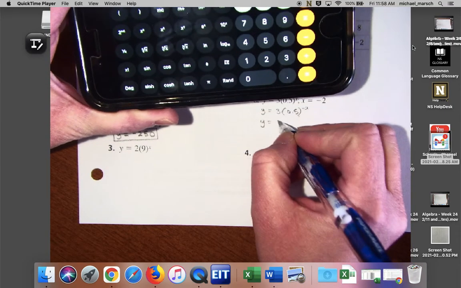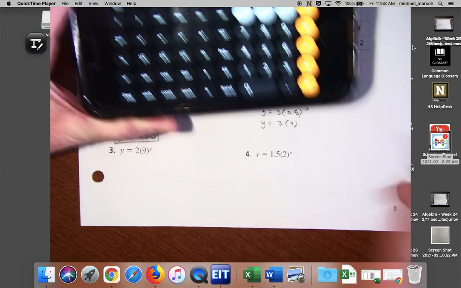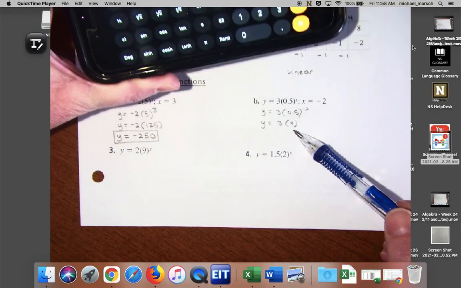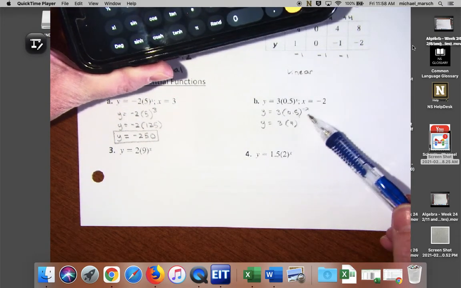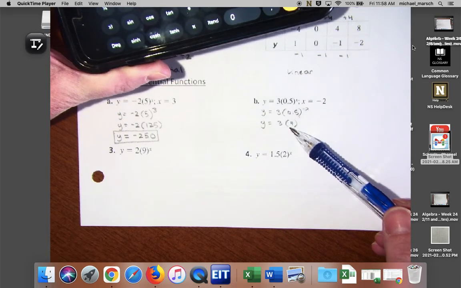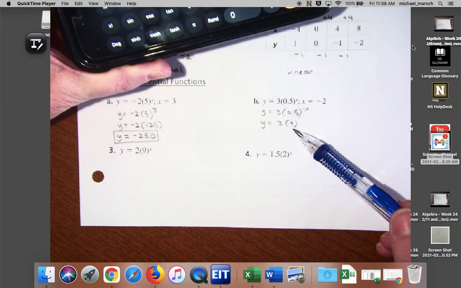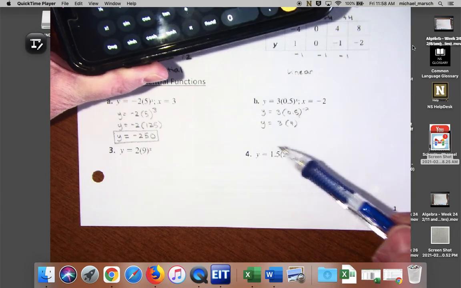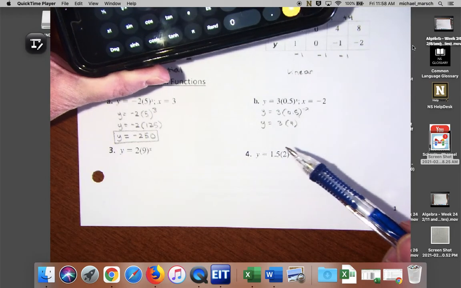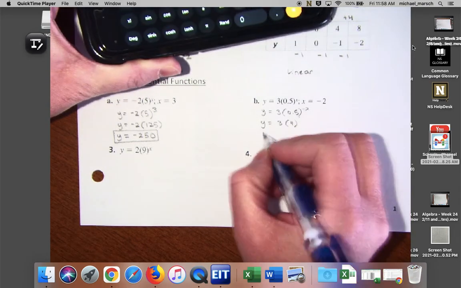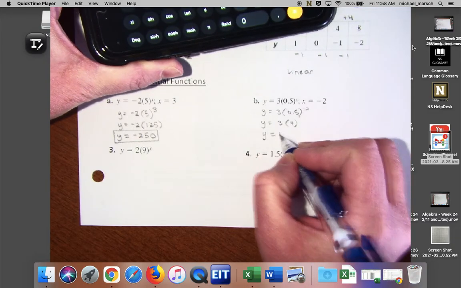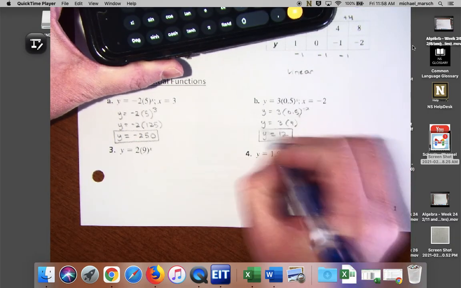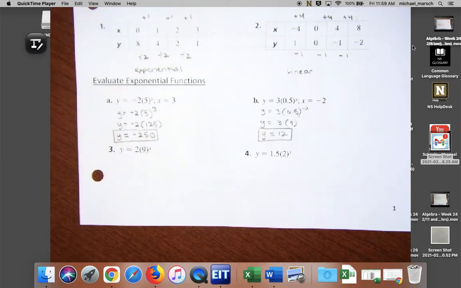So now I have y equals 3 times 4. Did any of you think that that was going to be 4 right there? 0.5 to the negative 2 power was going to give you positive 4, right? So just make sure you're not assuming things, right? So then I think we can all do 3 times 4 without a calculator, and you get 12 for your answer.